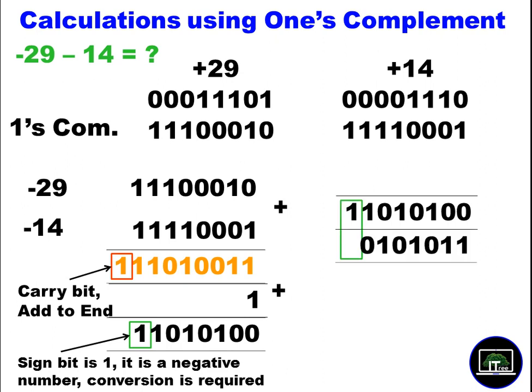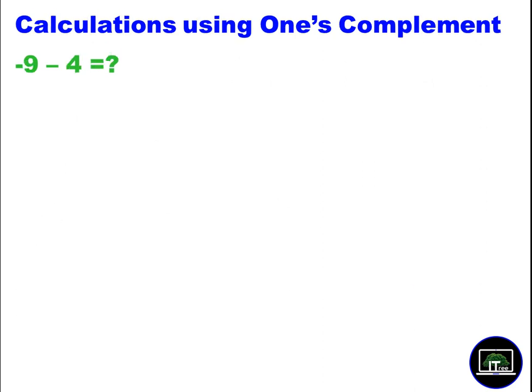So now we can calculate the number. It is negative 43. Answer is right. Okay, we do this calculation as well.